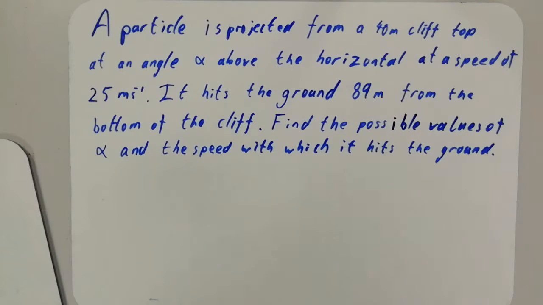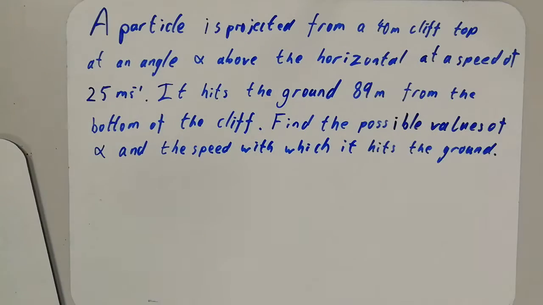Let's do a projectiles question. So here we have a typical kind of question. The particle is projected from a 40-metre cliff top at an angle of alpha above the horizontal at a speed of 25 metres per second. It hits the ground 89 metres from the bottom of the cliff. Find the possible values of alpha and the speed with which it hits the ground.